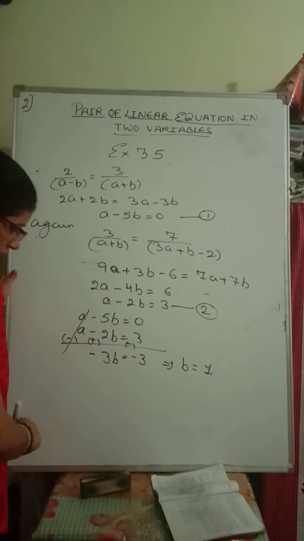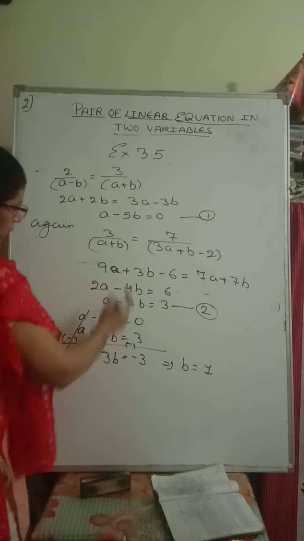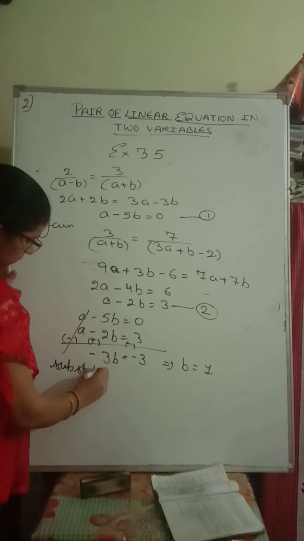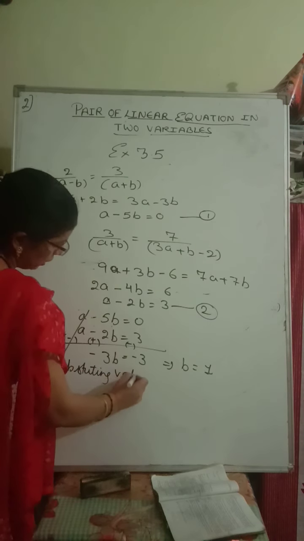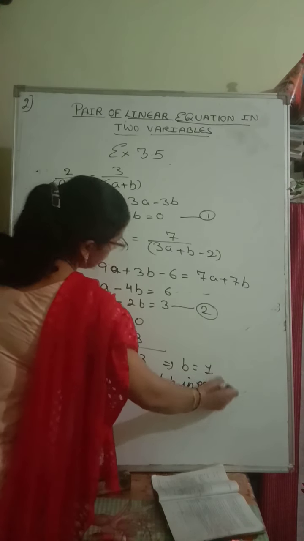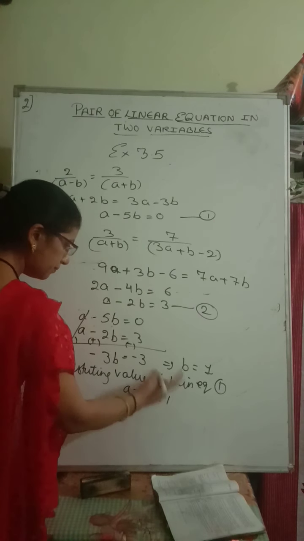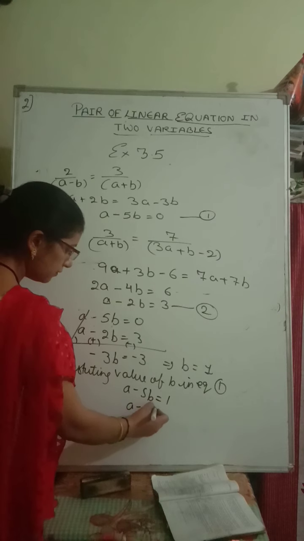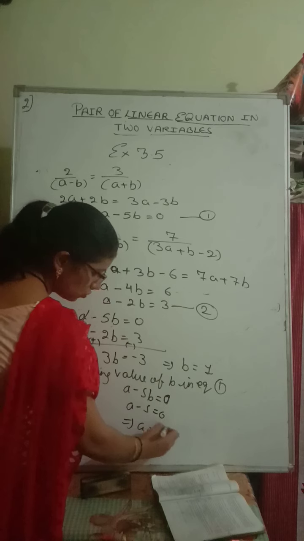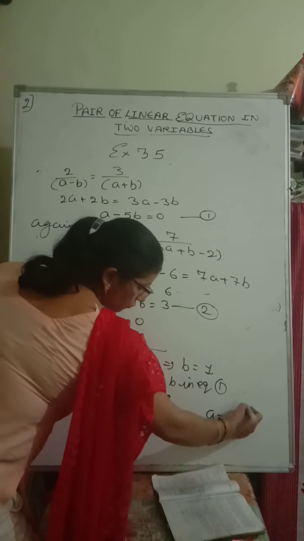Substituting the value in any one of the equations, let me substitute this value of b in equation 1 only. So what we'll get? a minus 5b is equal to 0. Let b equal 1. So a minus 5 equals to 0, which shows a equals to 5. So therefore we got a is equal to 5 and b is equal to 1.